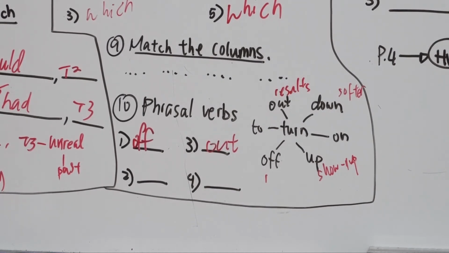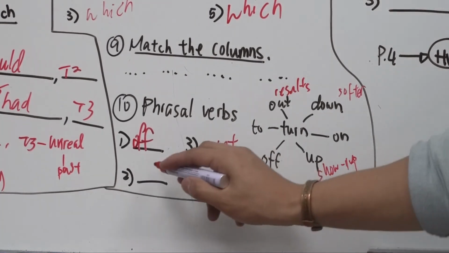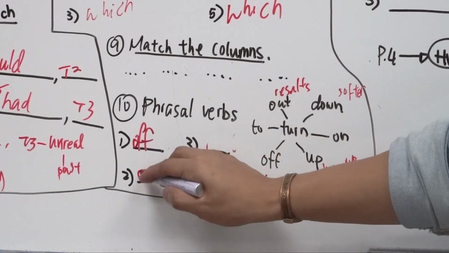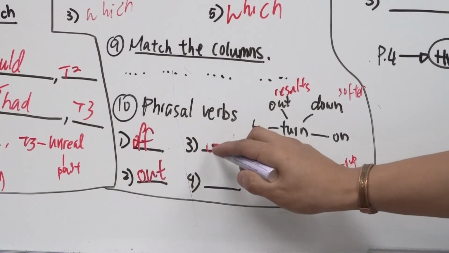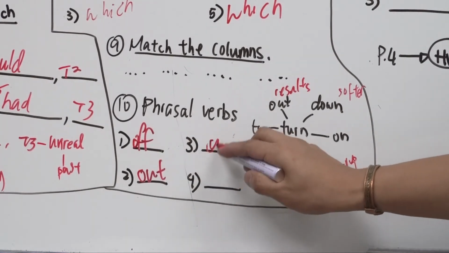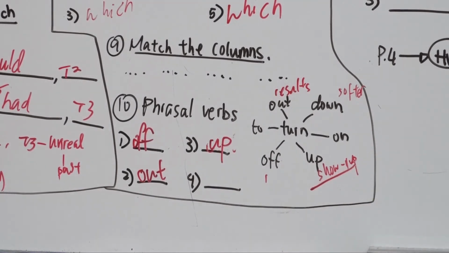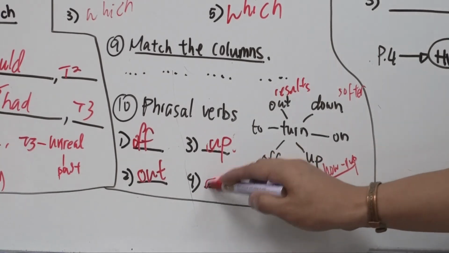Number 3, John turned up the very last minute. Turn up. Oh, sorry. Thank you, Miss Yang. Turn out. Okay. And then number 3 is turn up. Means to show up, right? That means he is very late. He showed up very late. And number 4, please turn down the music. It is too loud.